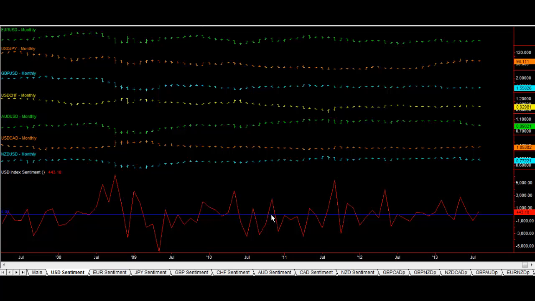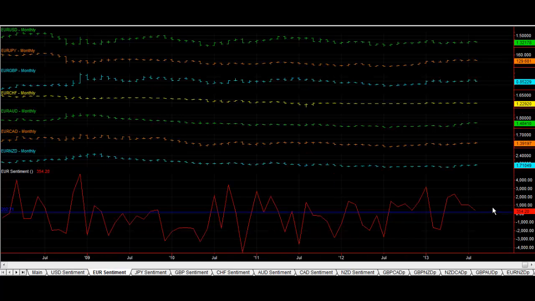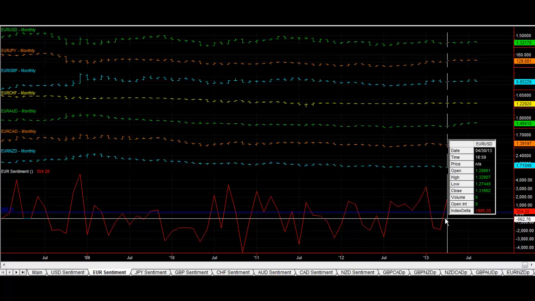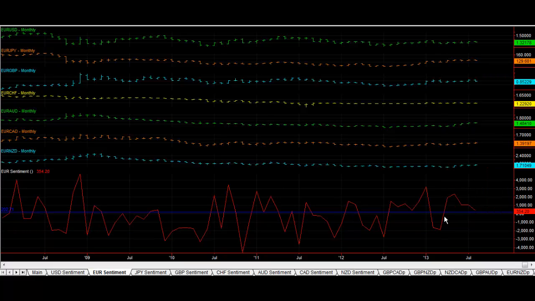This blue line here represents the zero line. So we have compiled the US dollar sentiment index here, and we can see it's hugging this blue zero line. So the US dollar is not really trending at this point in time. Taking a look at the euro, we can see that the euro has been above this blue line since April of this year. This means it has been in a relatively strong uptrend.